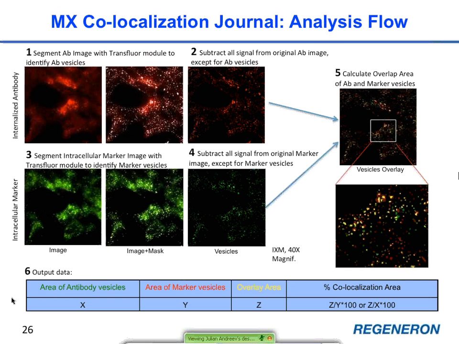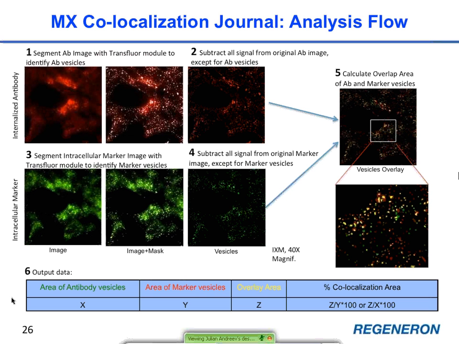Now, how will we do our colocalization? Here you have a workflow of how our colocalization module actually functions. First, antibody image is segmented with the transfluor module to identify antibody vesicles. Then all signal is subtracted from the original antibody image except for antibody vesicles. Second, intracellular marker image is segmented with the transfluor module to identify marker vesicles, and again all signal is subtracted from the original marker image, except for marker vesicles. And in the final step, there is an overlap area of antibody and marker vesicles, and that's usually calculated as a percentage of area.